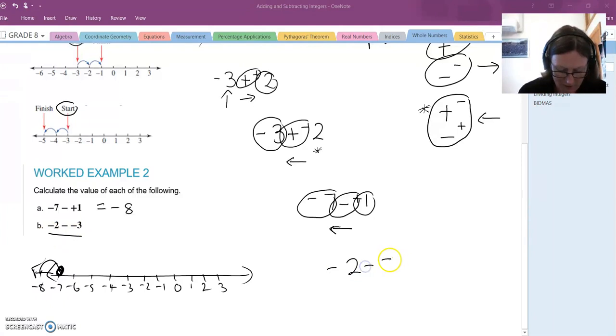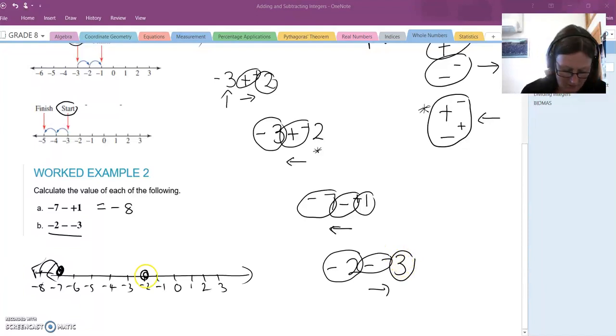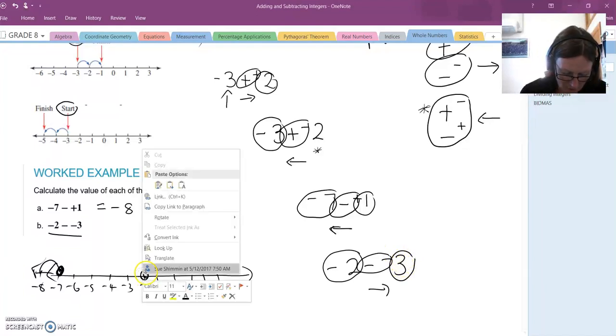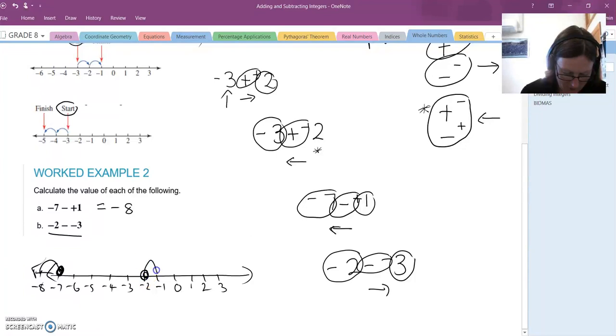-2 subtract -3. Where do I start? I start at -2. Which way do I move? I'm subtracting a negative, so I move to the right. And how far do I move? I move 3 to the right. So -2, moving 3 to the right, we end up at +1.